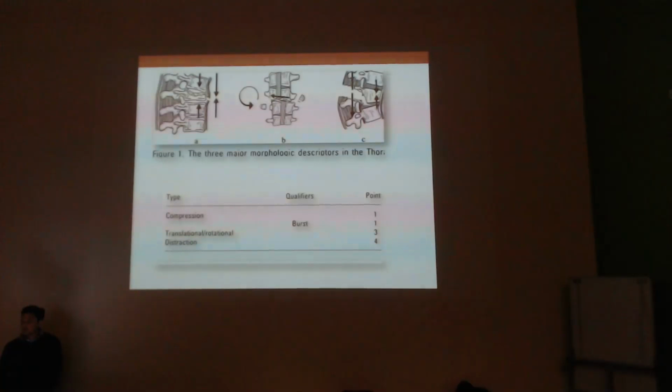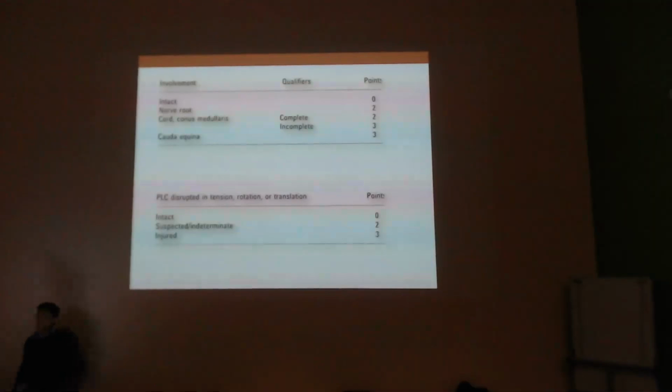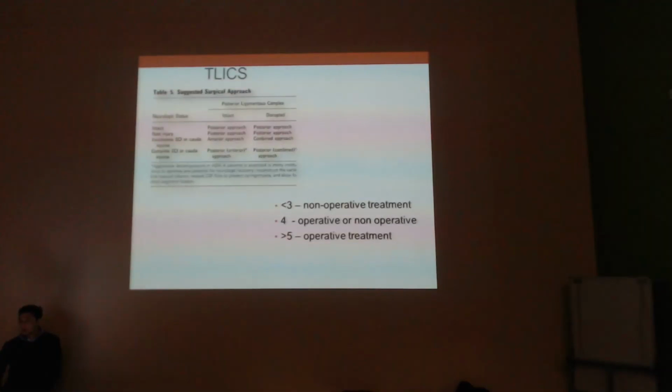So these are the morphological descriptors: compression fractures, translational rotational fractures, or distraction. Then whether there's a neurological injury or not: they can be intact, in which case they get 0 points, or there's a nerve root injury, a cord injury, or cauda equina. And then the posterior ligamentous complex is either intact, injured, or suspected or indeterminate. And then it guides treatment.